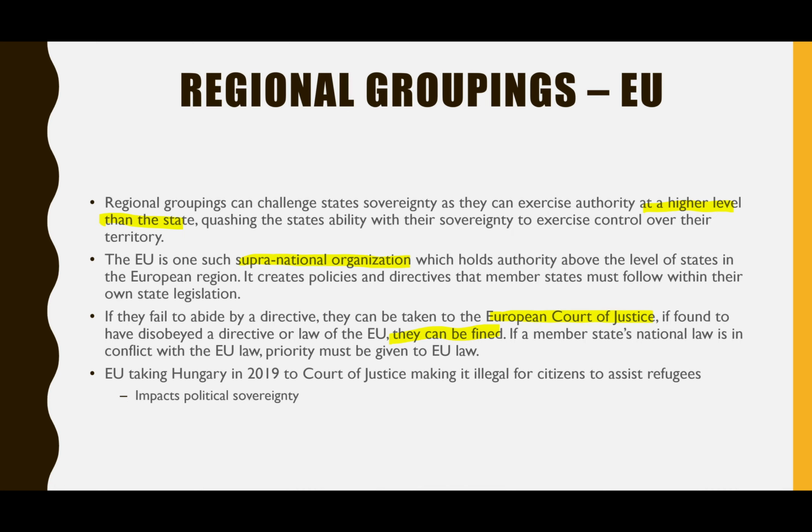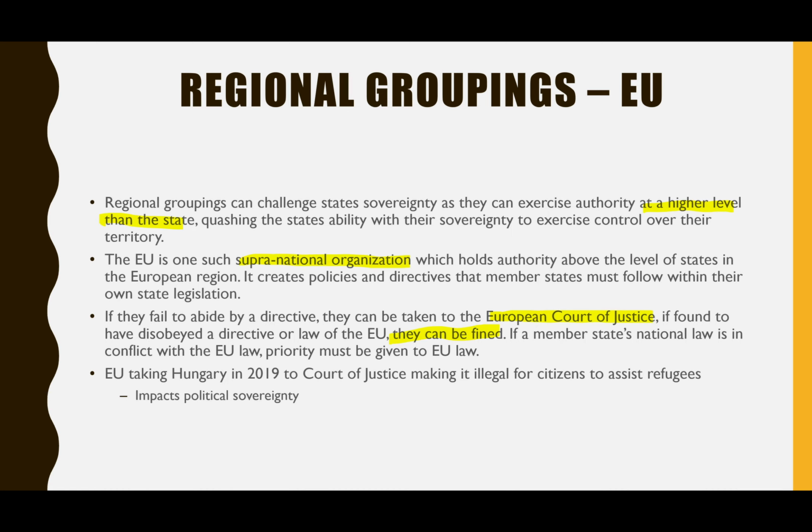We have seen the EU challenge the power of Hungary in 2019 when they took Hungary to the Court of Justice for making it illegal for citizens to assist refugees. Because the EU have signed the Refugee Convention, this meant that Hungary had to follow the directives of the EU, and they couldn't make decisions about refugees that would contradict the 1951 Refugee Convention.